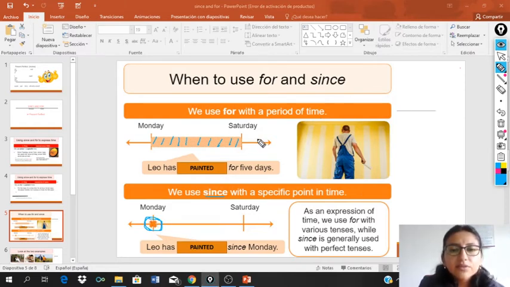Repeat. For we use for a period, durante el tiempo que transcurre la acción. Mientras que since we use the specific time. Vamos a marcar un tiempo específico. Aquí no vamos a hablar del periodo, sino del tiempo en que empezó la acción. ¿Ok? Let's go into practice. ¿Ok?